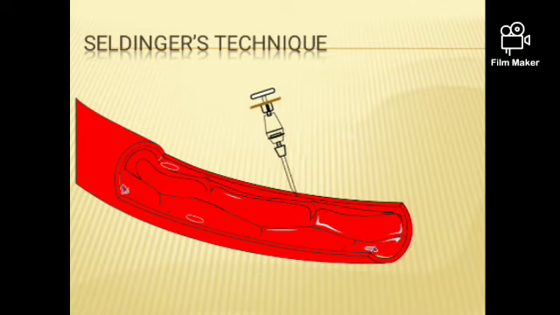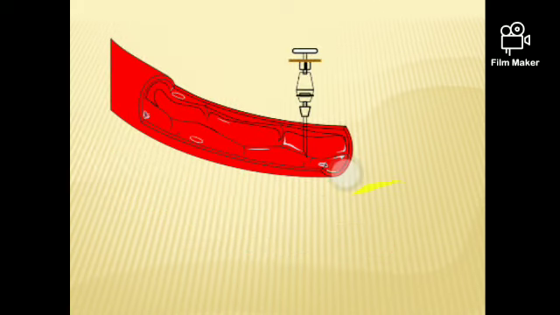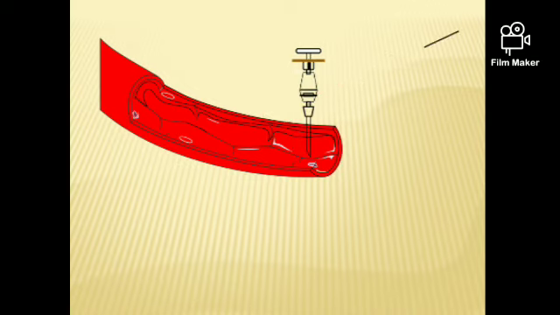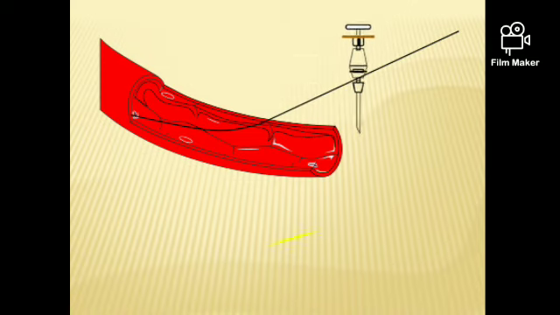Next, we are going to puncture the vessel. Done. Once the puncture is done, we look for free flow of blood. You can see there is free flow of blood. Next, we remove the stylet and inject the guide wire. Once the guide wire is in position, we will remove the needle.